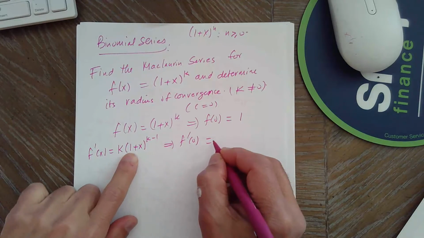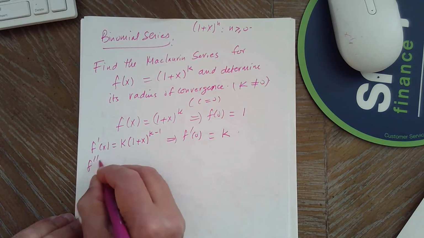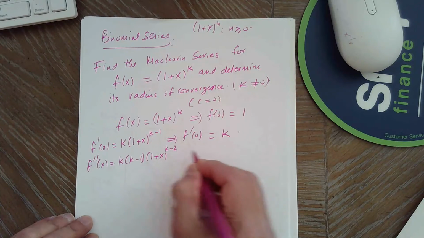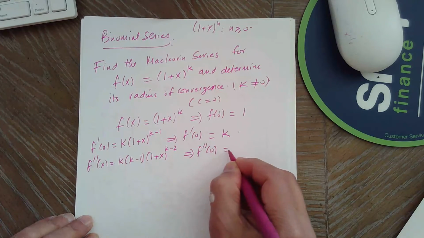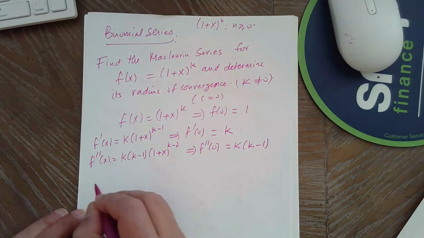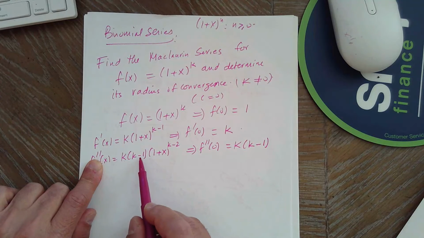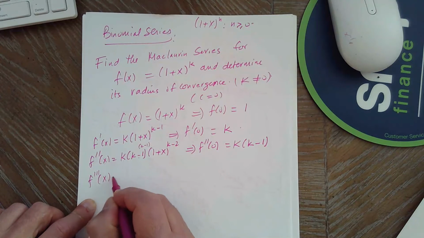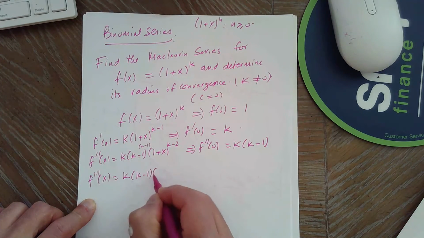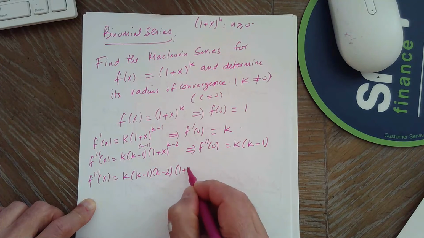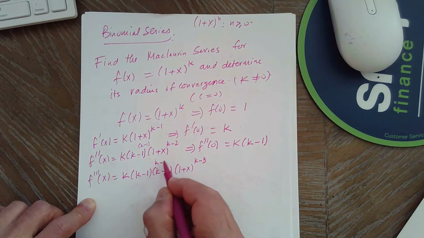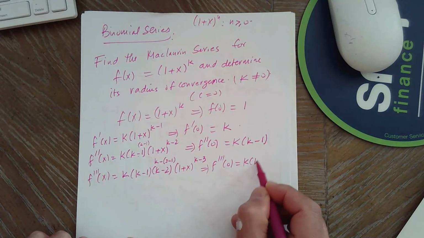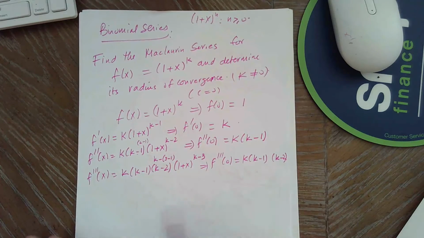f prime at 0 is k times 1, which is k. f double prime at x is k times k minus 1 times 1 plus x to the k minus 2. f double prime at 0 is k times k minus 1. So you can see for the second derivative, this is basically 2 minus 1. Now let's look at the third derivative. It's k, k minus 1, k minus 2, times 1 plus x to the k minus 3. So this is k minus 3 minus 1. That means f triple prime at 0 is k, k minus 1, k minus 2.